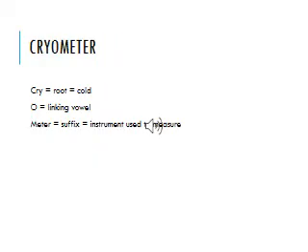Here also we have cryometer. Cry is a root that means cold, and O is the linking vowel. Then we have meter. We see this suffix very often, and it means an instrument used to measure. So كده تبقى cryometer مع بعضها. It means an instrument used to record cold temperature. حاجة عشان تقيس درجات الحرارة المنخفضة.